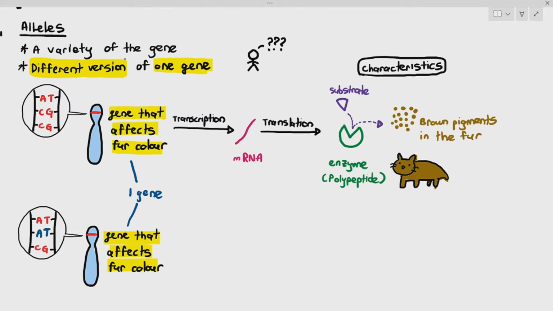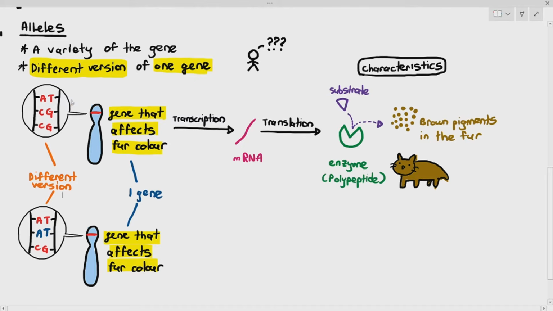But are both of these genes exactly the same? No, they are not, because the base sequence is slightly different. And because the base sequence is slightly different, it is just a different version of one gene. The reason they are different versions is that the base sequence between the gene at the top and the gene at the bottom is just slightly different.